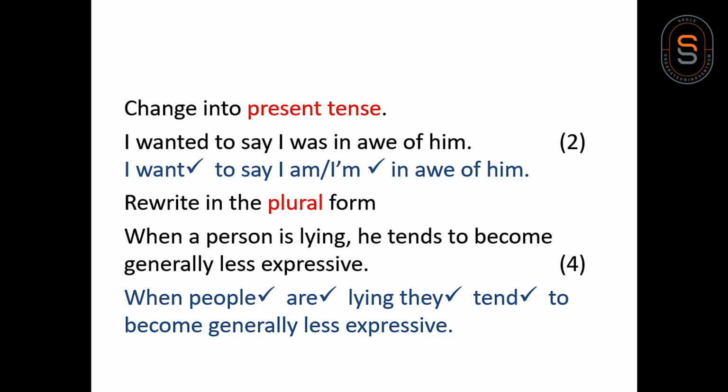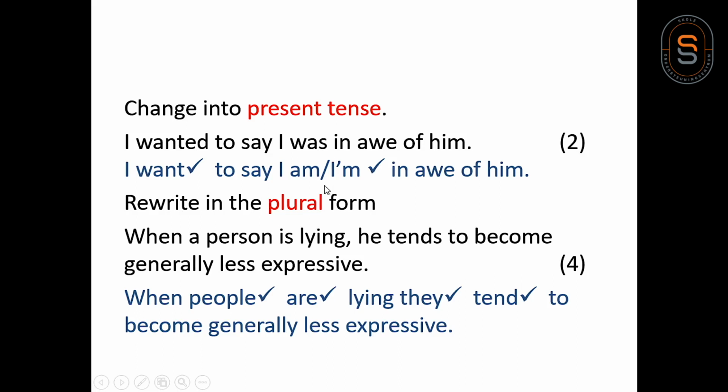Let's look at these examples from old papers. Change into the present tense. I wanted to say I was in awe of him. Two marks tells me that there must be two changes. So I take my highlighter and I highlight the verbs, wanted, and I highlight was. So I wanted, I need to go from the past into the present. So I want to say I am. Was becomes am, in awe of him.